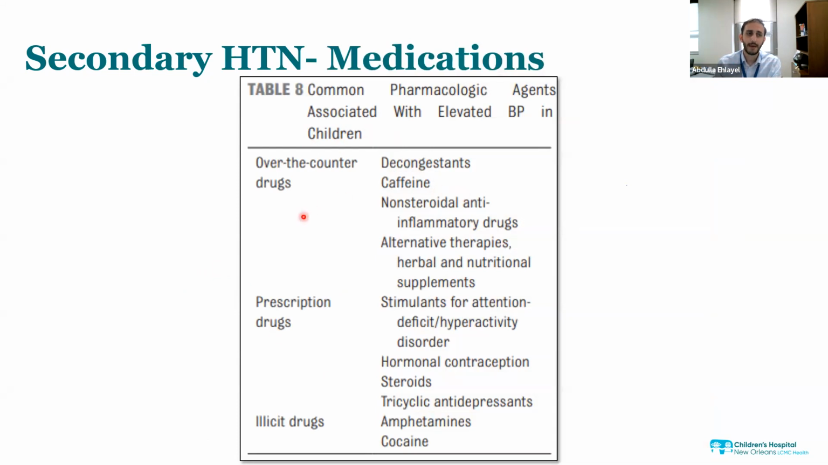This is the table again from the American Academy of Pediatrics. What's over the counter in America might not be over the counter in Palestine or other countries. But the common medications are nasal decongestants, like pseudoephedrine, which patients with a cold may be prescribed. Pseudoephedrine causes hypertension. Caffeine, for example in newborn babies if they're on caffeine because of apnea.